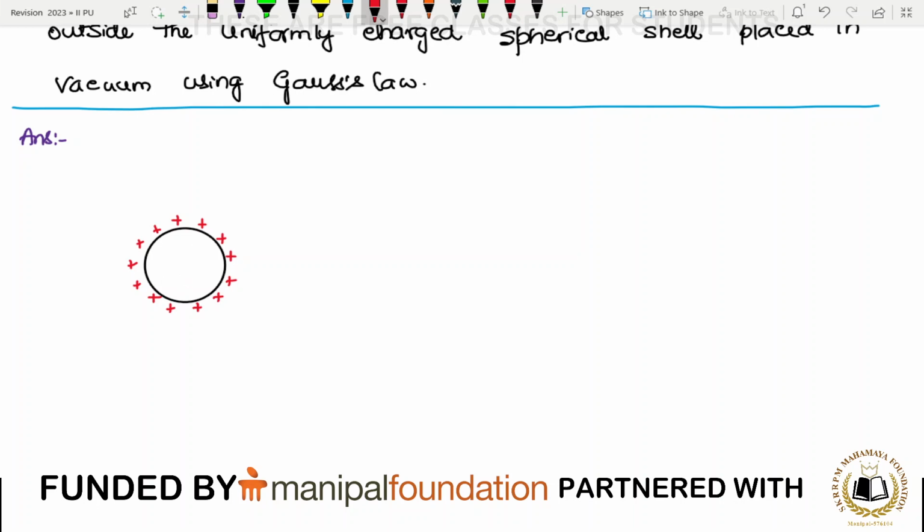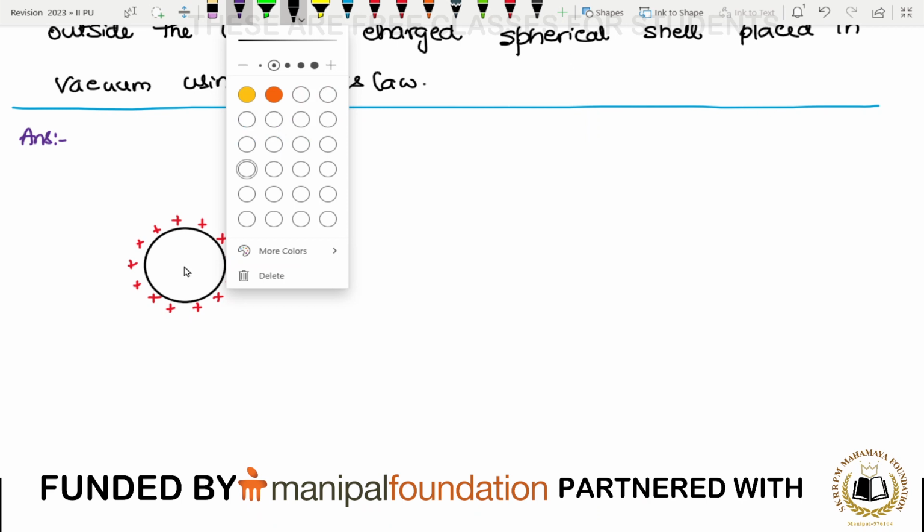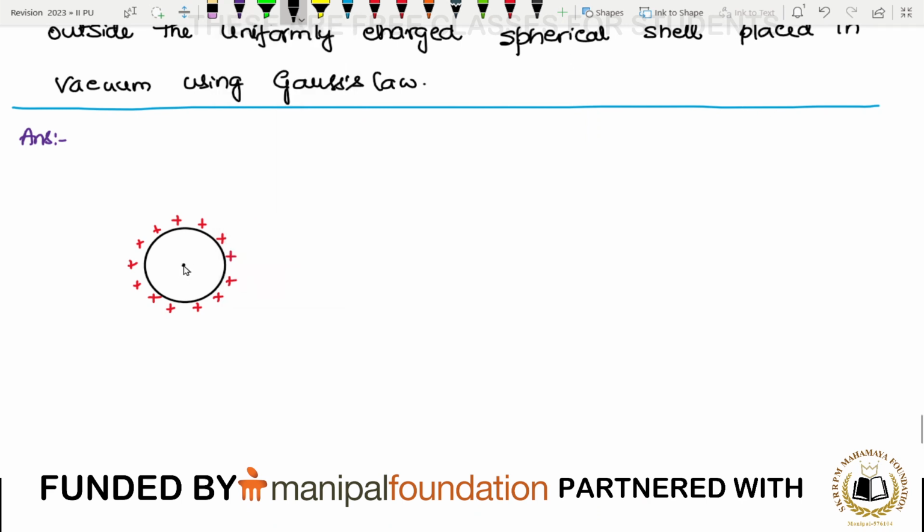Positively charged. So radius of this one, I take it as how much here? R. This is the center. Radius of this one, we will take it as R. R is the radius of this sphere. Center is O. So I want to calculate electric field at a point P, somewhere here. At what distance? That distance is small letter r. And this charge was how much here? Q. On the surface, Q is the charge.